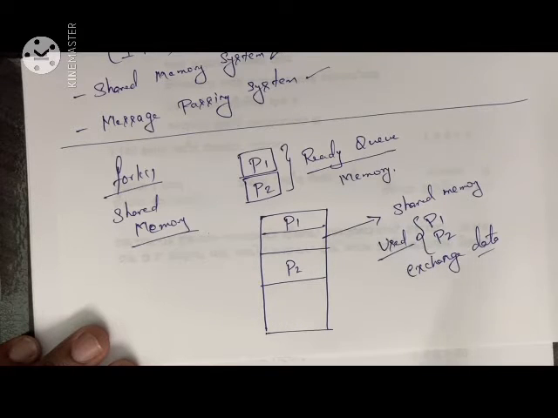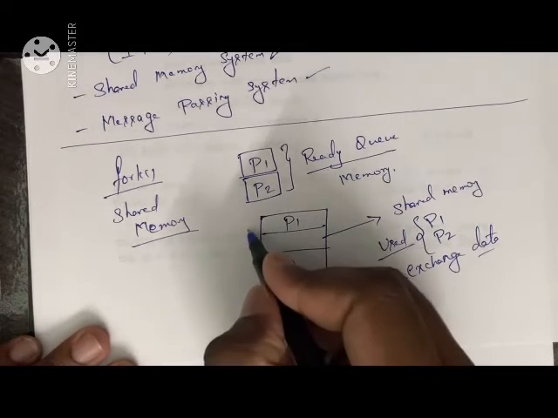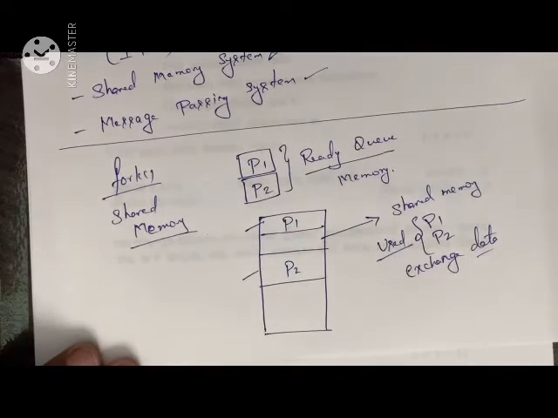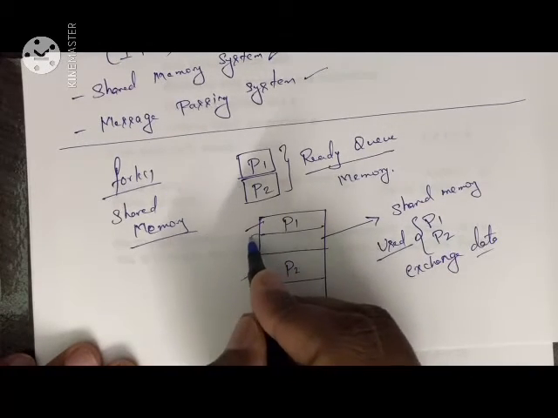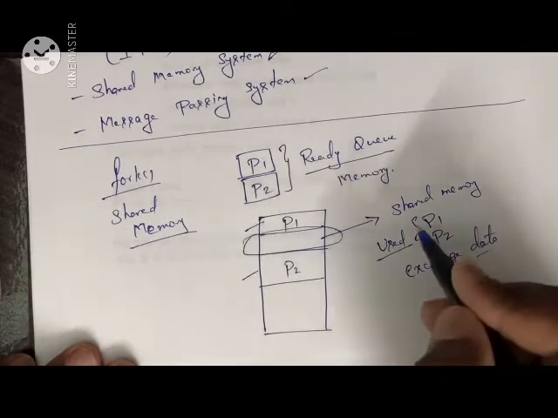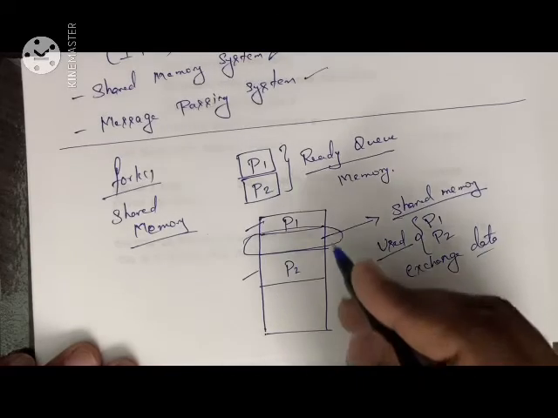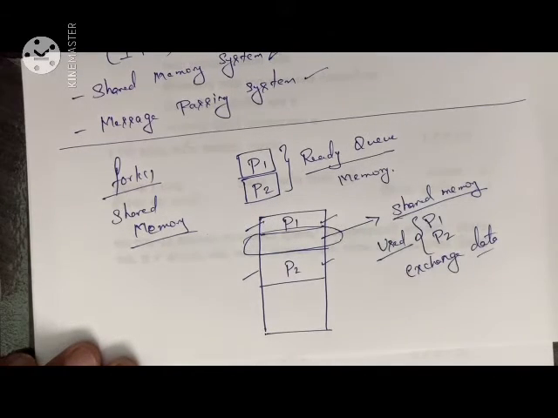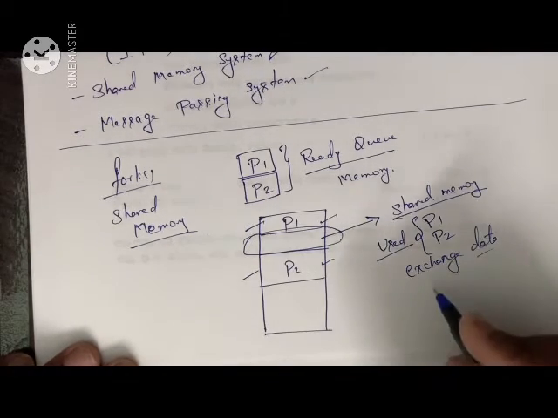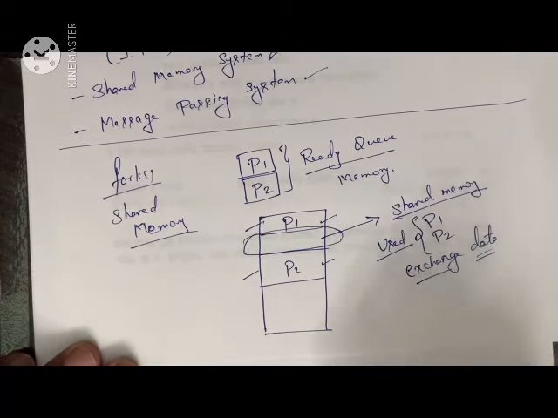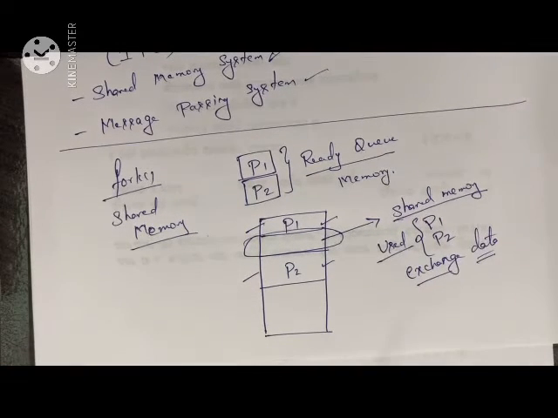In the shared memory system, what happens is, when you are creating two processes, those two processes will be allocated a common memory location, or we'll call it a shared memory location, that will be accessed by both process 1 as well as process 2. What it is going to do there is exchange data between one process and the other process.